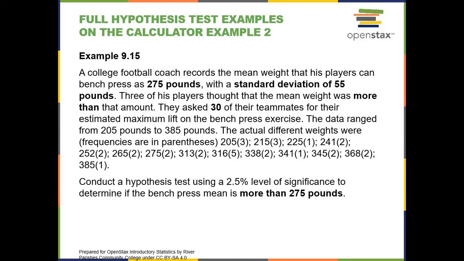Our z is 1.112. Our p-value is 0.133. Compare that with a level of significance of 0.025. P is greater than alpha. Decision: do not reject H0. At alpha equal to 0.025, there is not enough evidence to support the alternate.